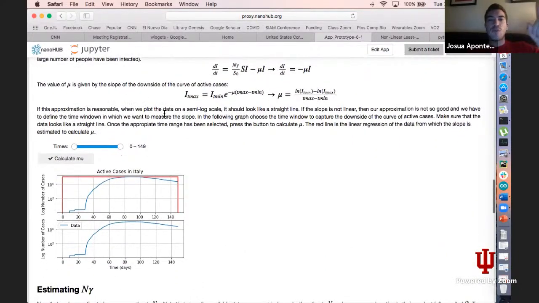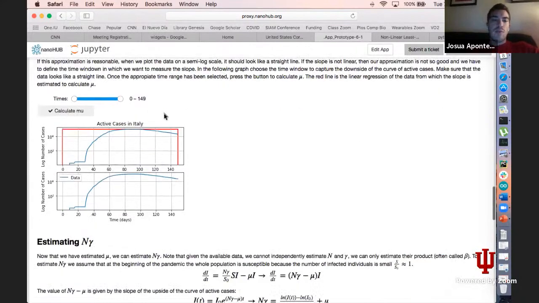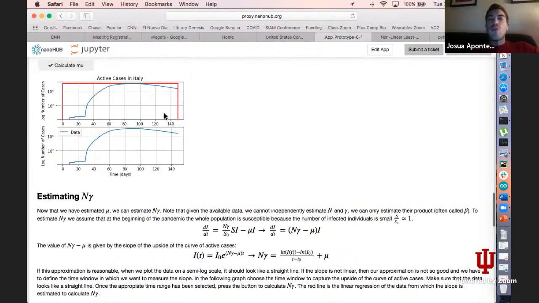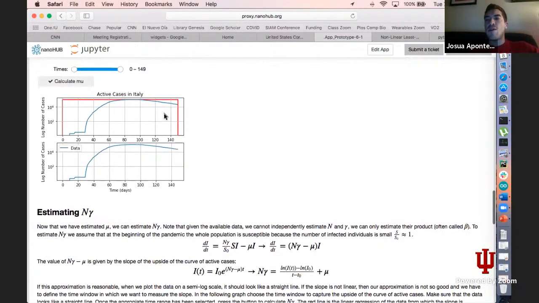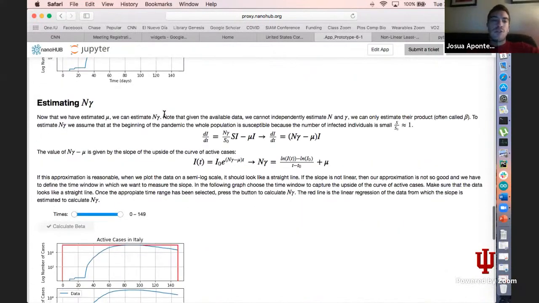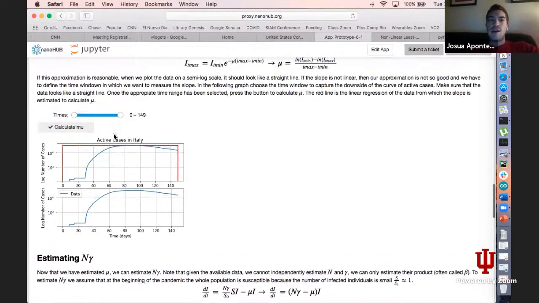The first step is to calculate mu. What I mean is you need mu to calculate beta, or n times gamma. You cannot calculate n times gamma until you calculate mu. So the button to calculate beta is disabled until the user estimates mu.